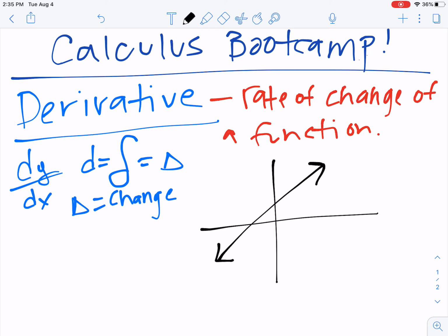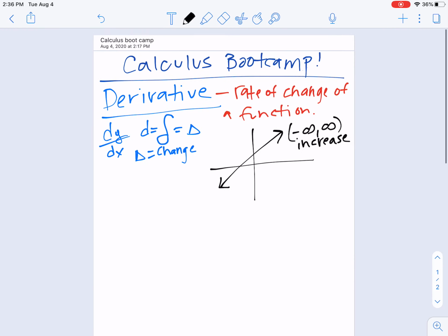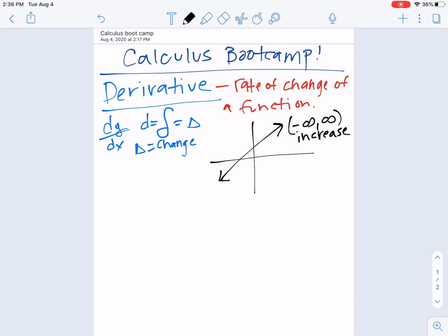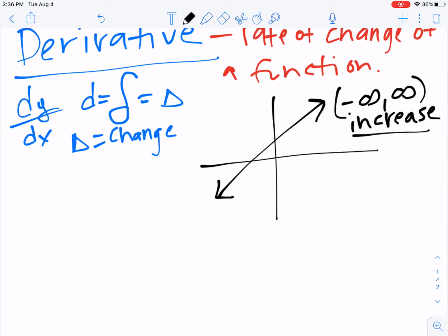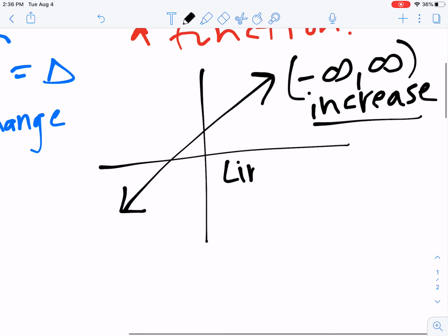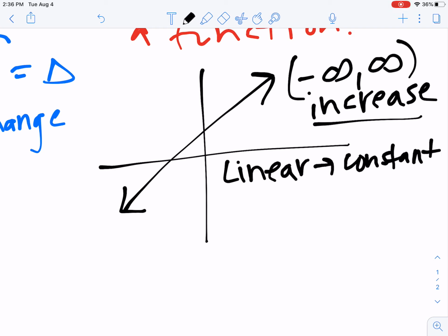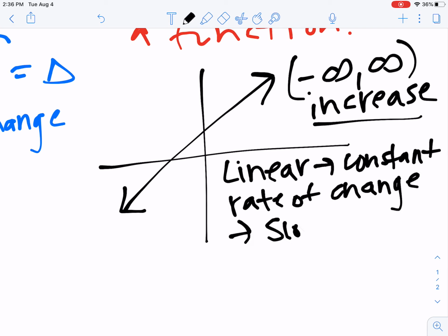So one of the first things we can see is that this function is increasing from negative infinity to infinity. Okay, the entire time we're looking at this function, it is increasing. So that gives us a hint from the beginning that maybe this has something in common with the rate of change. Well, one of the things that we know about the definition of a linear is that there is a constant rate of change. That constant rate of change is known as slope.